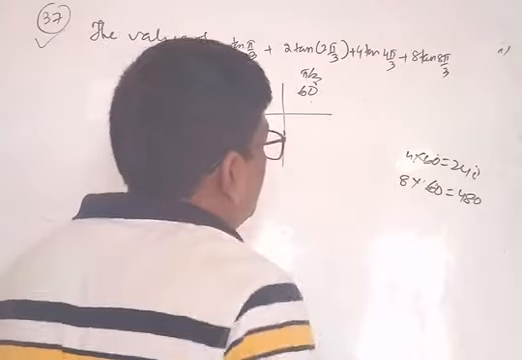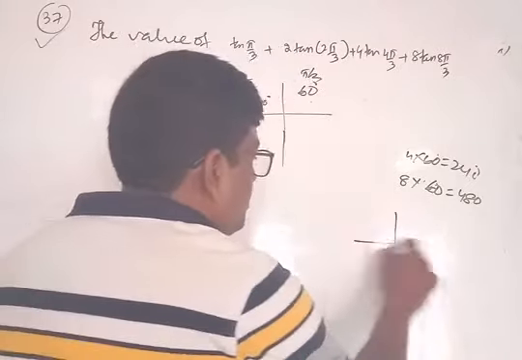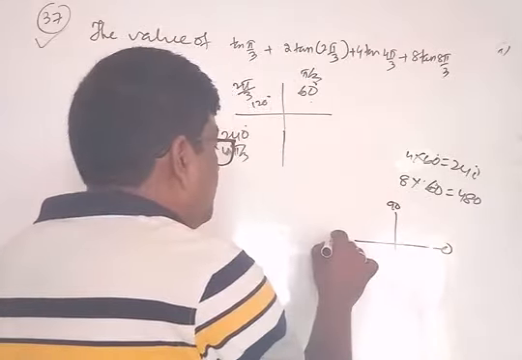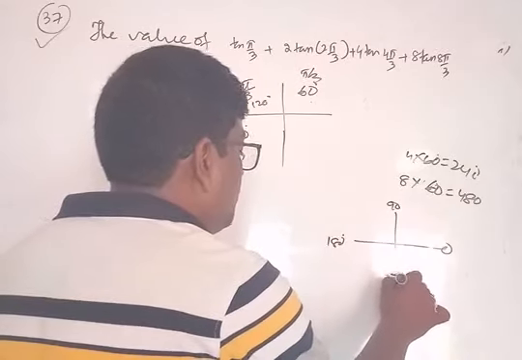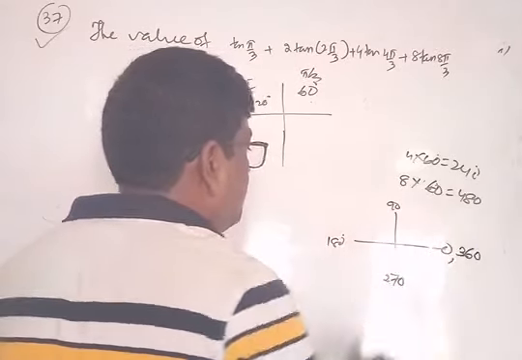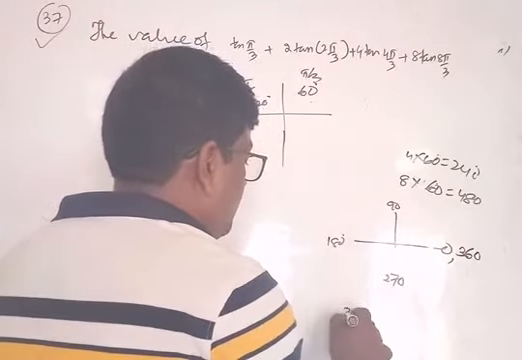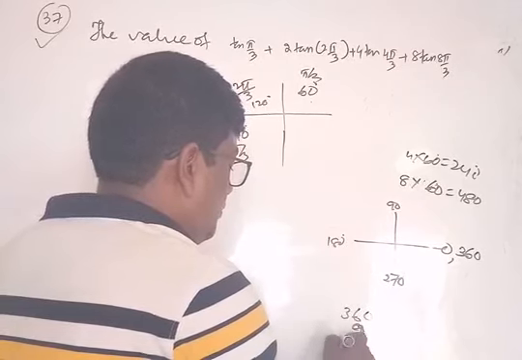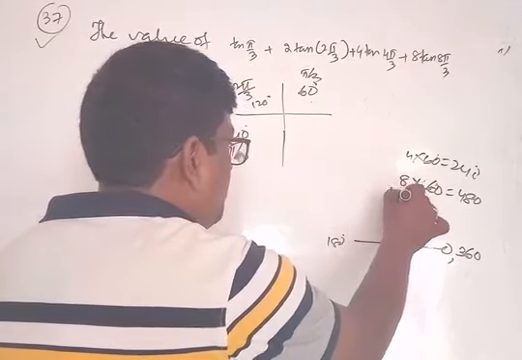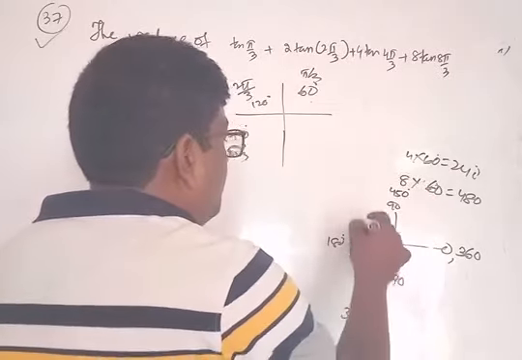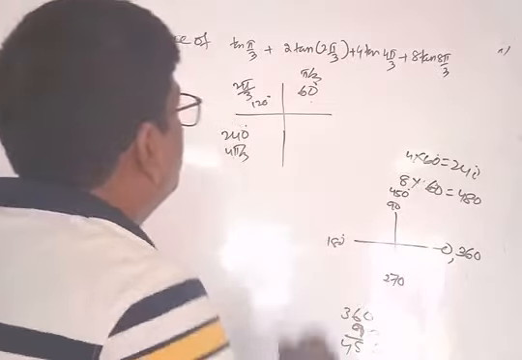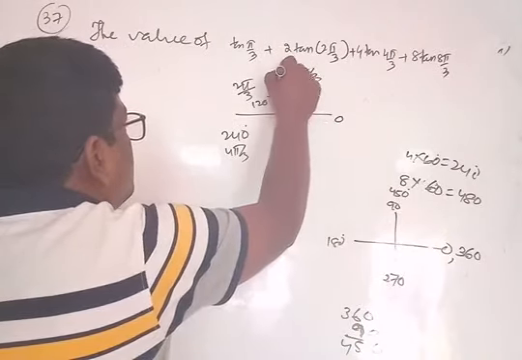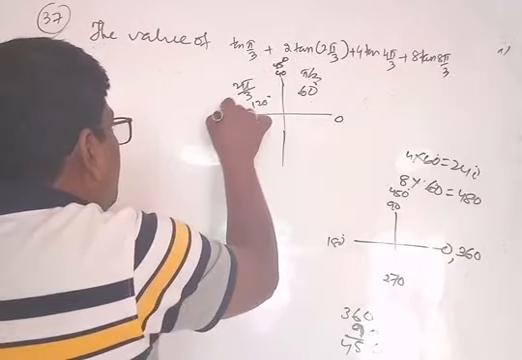480. Clear? This is 0, 90, then 180 degree, then 270 degree, then 360 degree, then 360 plus 90, that is 450 degree. So 450 degree. This is 0, this is 90, 450, 180.